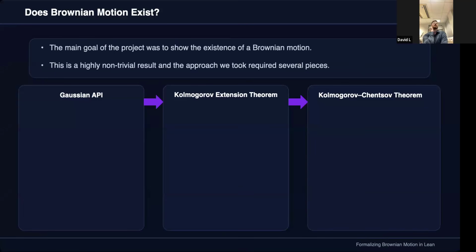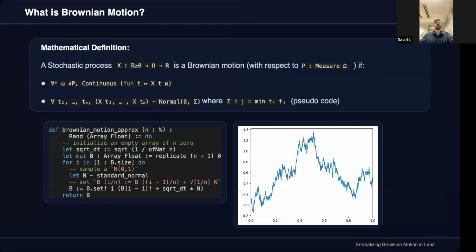Okay, I guess go to the next slide. So what does it mean to formalize Brownian motion, right? The definition here, it's very easy to write this down. If we just mean to state what it means to be a Brownian motion, this wouldn't actually be trivial because we hadn't even defined multivariate normal distributions at the beginning of the project, but it wouldn't be hard. It wouldn't be a big deal.